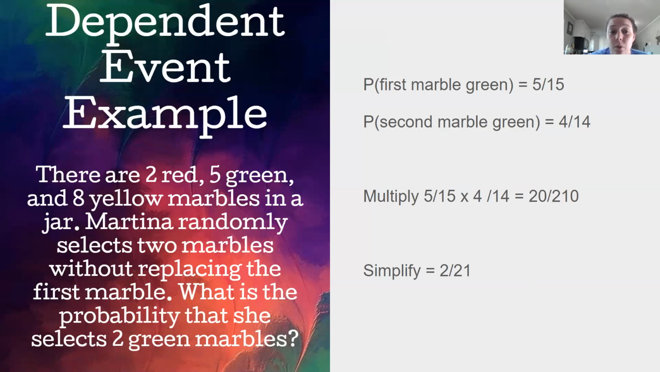So the biggest thing on these questions is make sure you're changing that total number whenever you go to multiply or whenever you go to write the probability. If you're not putting something back, your total of what you have has now decreased by 1 or 2 or however many it's asking you to take out in the first question.